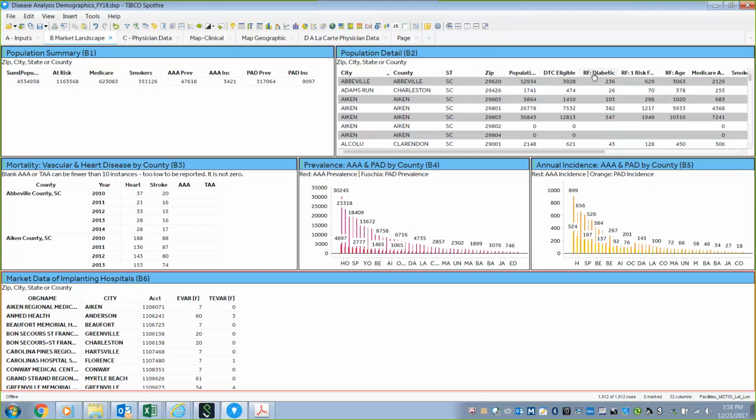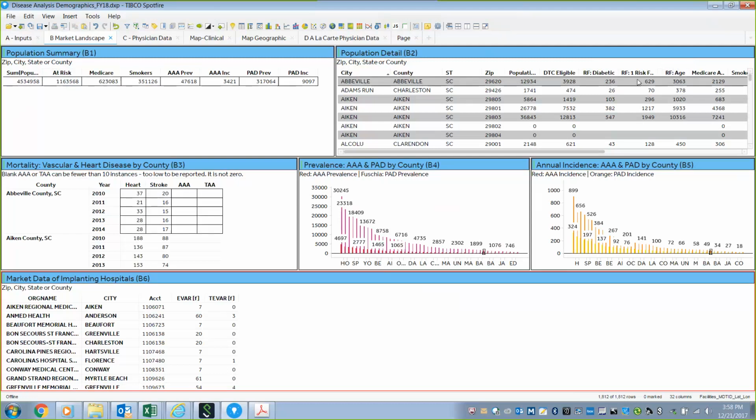The risk factor here, 40 and diabetes. Risk factor over here is 50 to 60 with a risk factor such as hypertension or high cholesterol. And then the last risk factor grouping is the age group over 60. If you sum these numbers, 236, 629, 3,063, you'll get this number, 3,928. Okay?